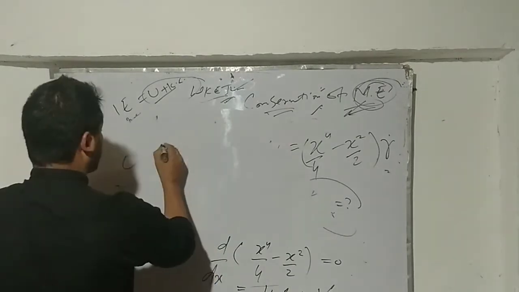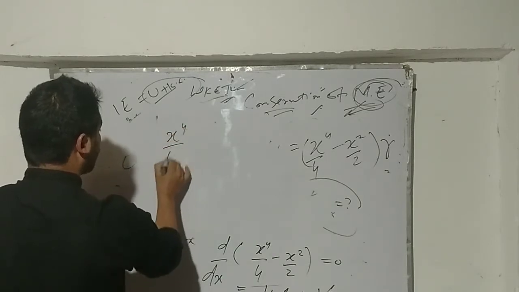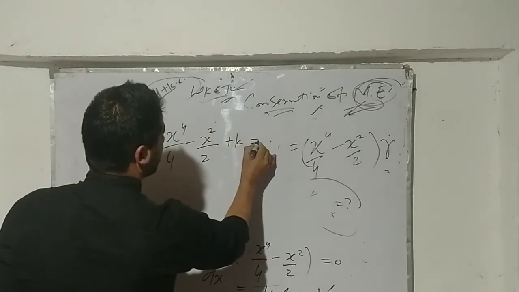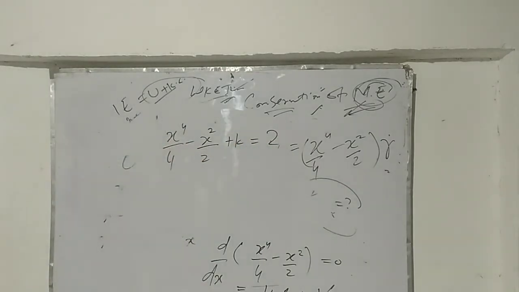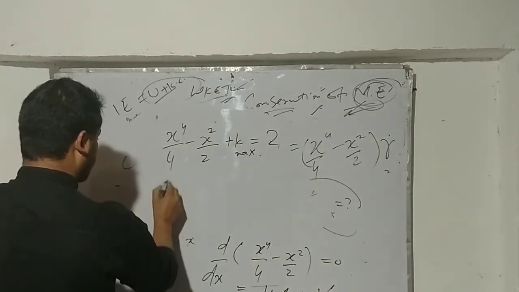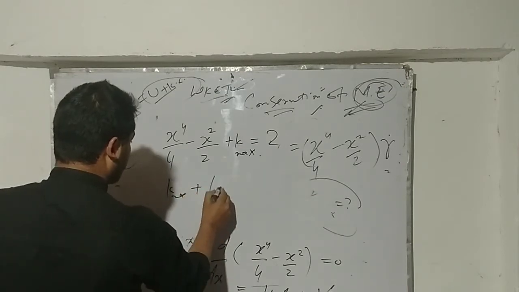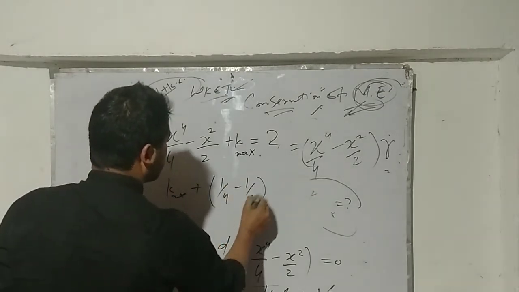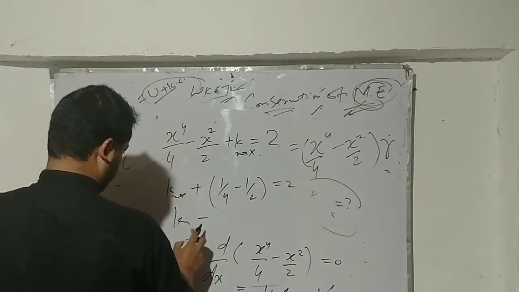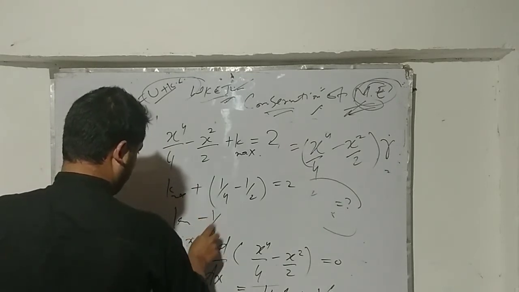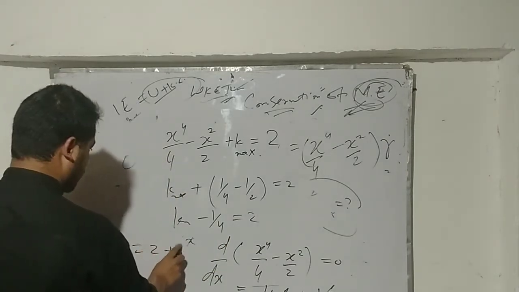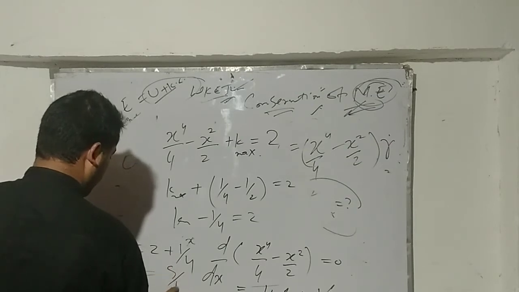What was given in the problem is x to the power 4 by 4 minus x square by 2 plus k, given as 2 joules, the total energy. For k max, I have to put in the value of x: 1 by 4 minus 1 by 2 plus k max is equal to 2. So if I take the sum, it should be minus 1 by 4, so k max will be equal to 2 plus 1 by 4. It should be 9 by 4 here.